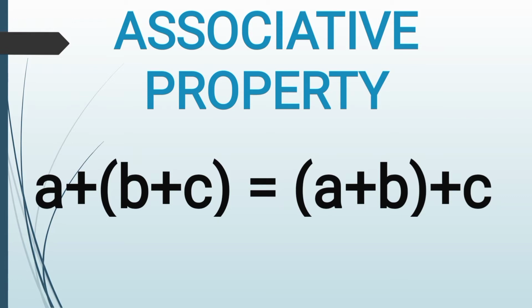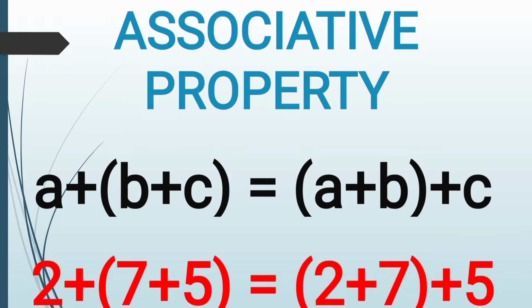Associative property of addition. A plus the quantity B plus C is equal to the quantity A plus B plus C. Example, 2 plus the quantity 7 plus 5 is equal to the quantity 2 plus 7 plus 5.